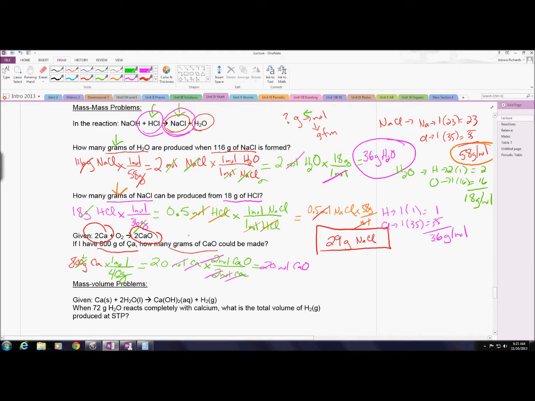The question doesn't ask for moles of calcium oxide, though, they want grams. So we need the formula mass for calcium oxide. 1 calcium at 40, 1 oxygen at 16 gives us 56. So I'm going to multiply this by 56 grams per mole, and the moles will cancel. And 20 times 56, we drop the 0, and that's 12. We carry the 1, 1,120 grams of calcium oxide.